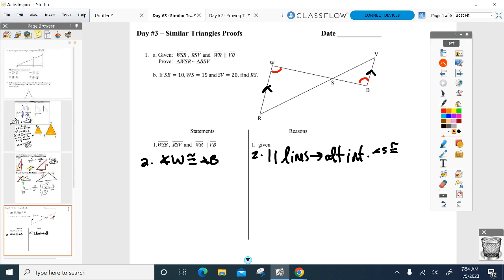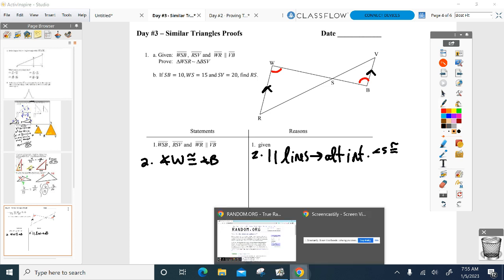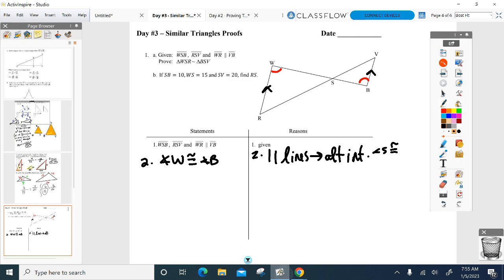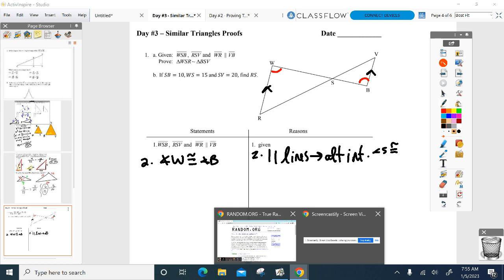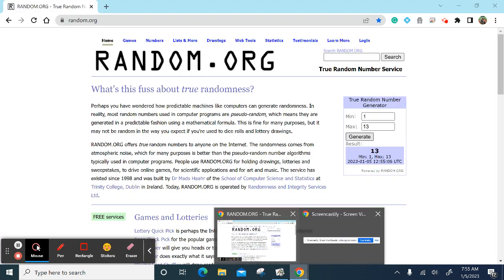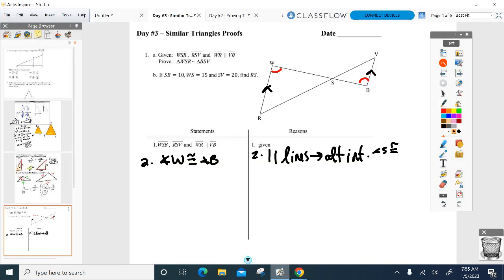One angle down, one more to go. All right, all I need is angle, angle. Good job. Another pair. Angle WSR congruent to angle BSB. Nice. I like how you did those.